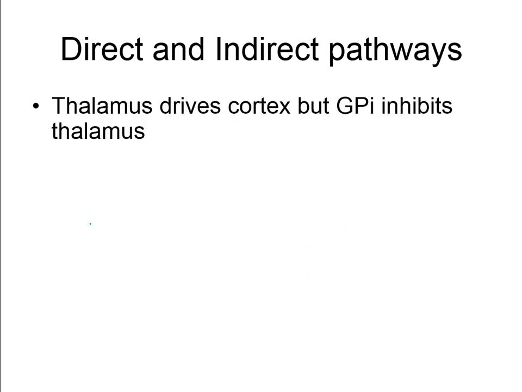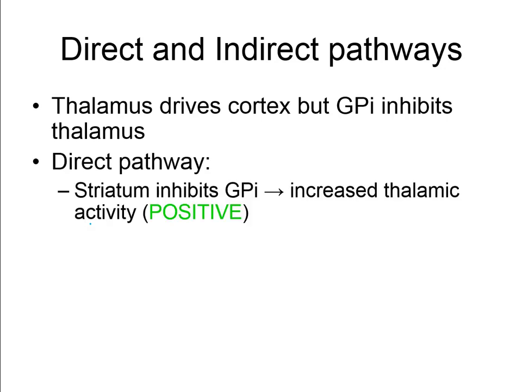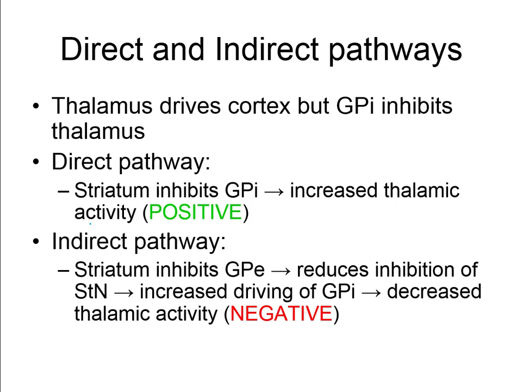It's a big idea. You've got to really get it. Thalamus drives the cortex, but GPI inhibits the thalamus. The direct striatum inhibits GPI, increases thalamic activity, and is a positive system. Indirect, striatum inhibits GPE, which reduces the inhibition of the subthalamic nucleus, which drives the GPI, which quiets the thalamus. Yeah?